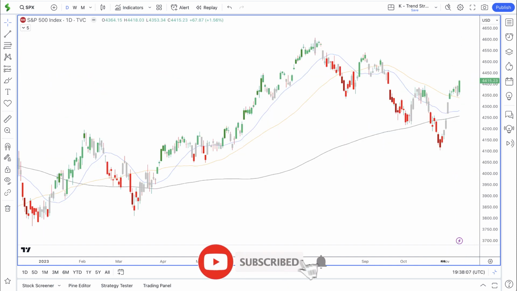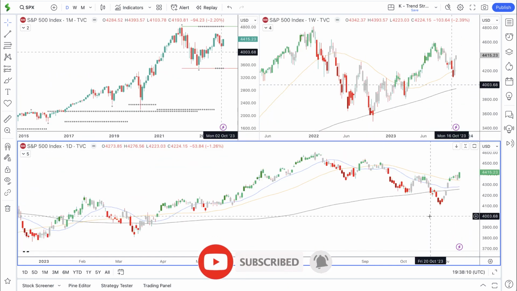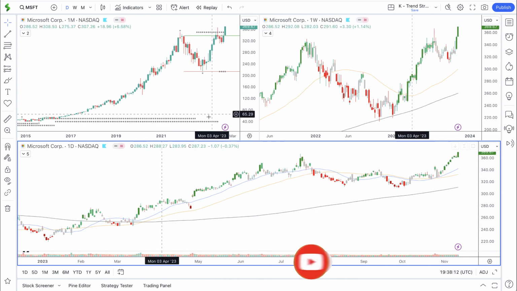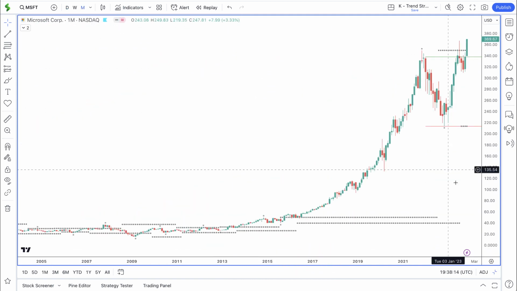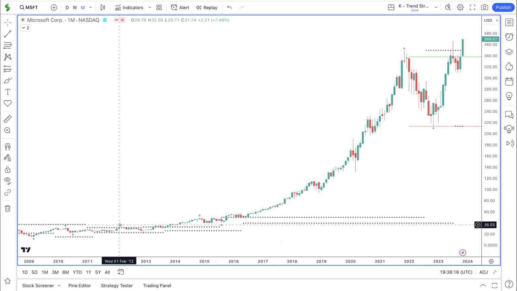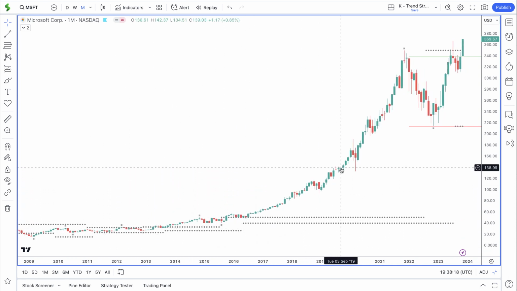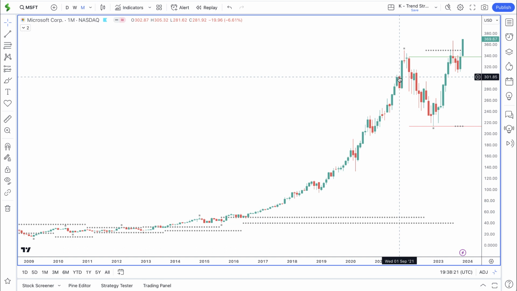So let's go to the first stock on the list, which is Microsoft, which is creating new record highs. So Microsoft, if you look at the history of this stock, it's a really strong trending stock to invest in.